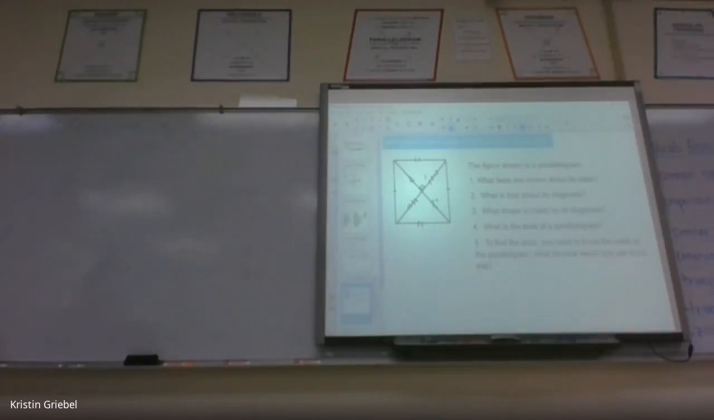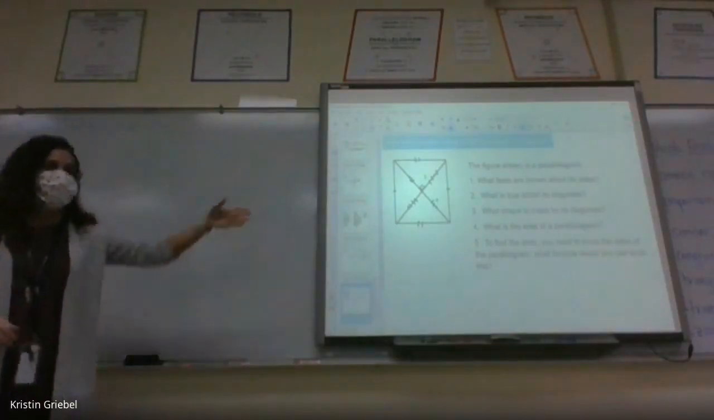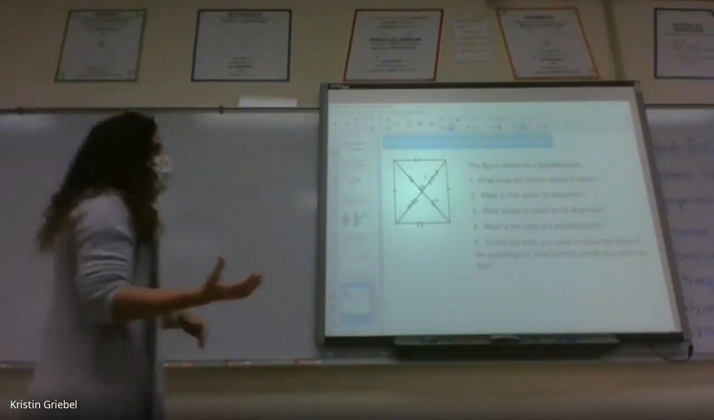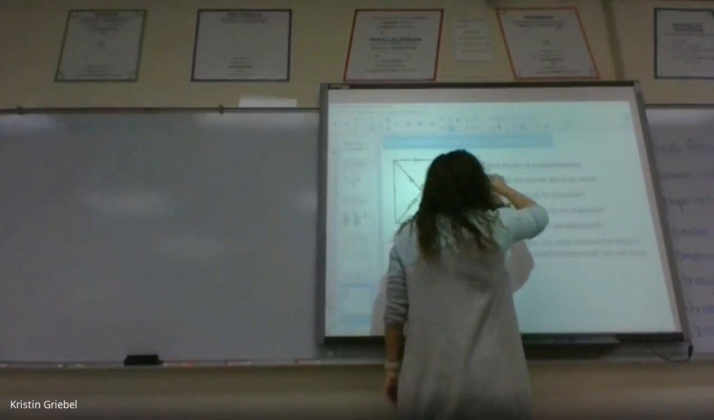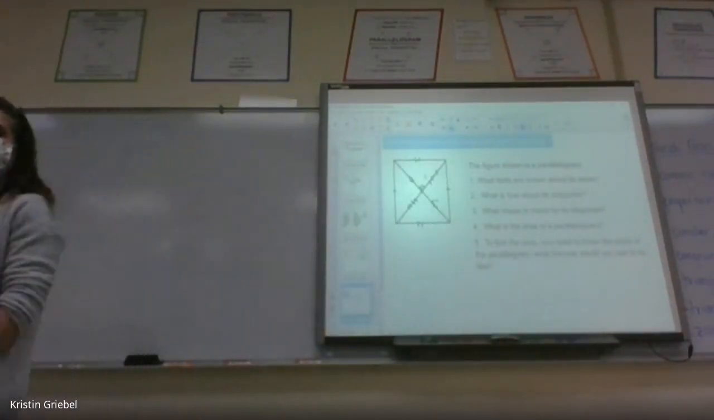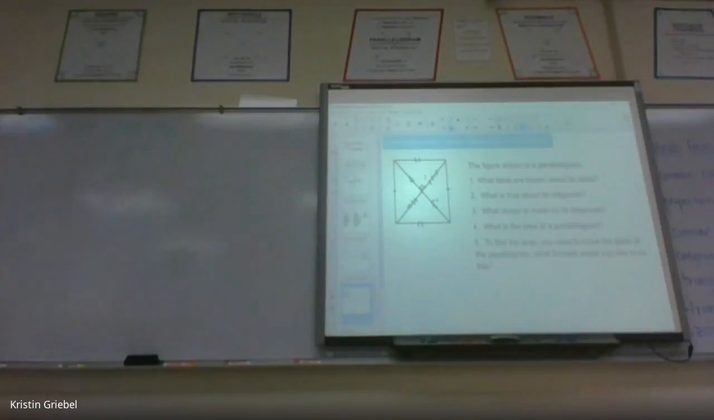Yeah. They're parallel. So opposite sides are parallel. They're not marked on here, but we know that already about a parallelogram. And it's true because it says this is a parallelogram. So what else do we know? And these are marked on there, and it's also true as well, without needing the markings.